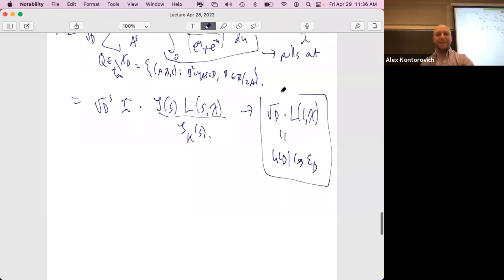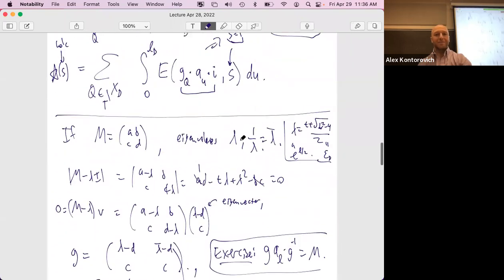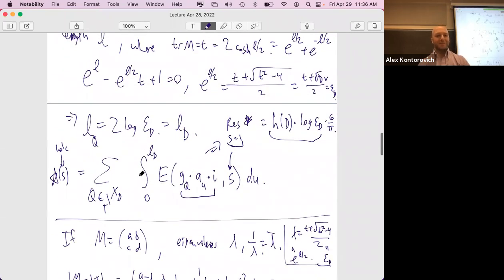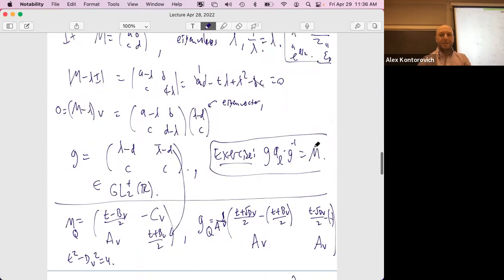And the regulator was coming up because it was a length. We set up the integral differently. Well, we had to integrate over the closed geodesics. So this was a length. And the residue is a constant. So the length exactly turns into this log epsilon.